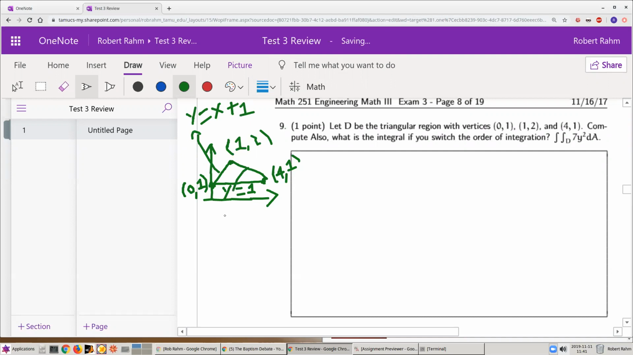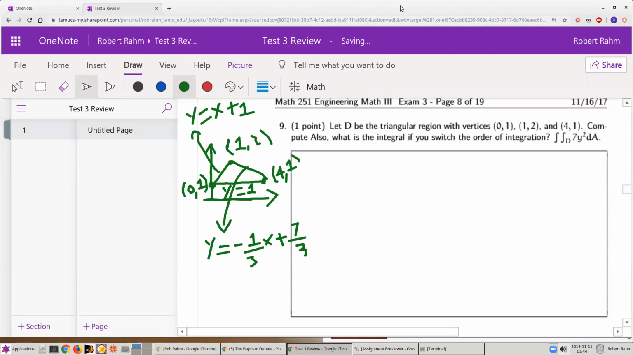And then for this line right here, the slope is minus 1/3, and by plugging in one of the points, you can tell that the y-intercept is 7/3. So the equation for this line is y is equal to minus 1/3 x plus 7/3.